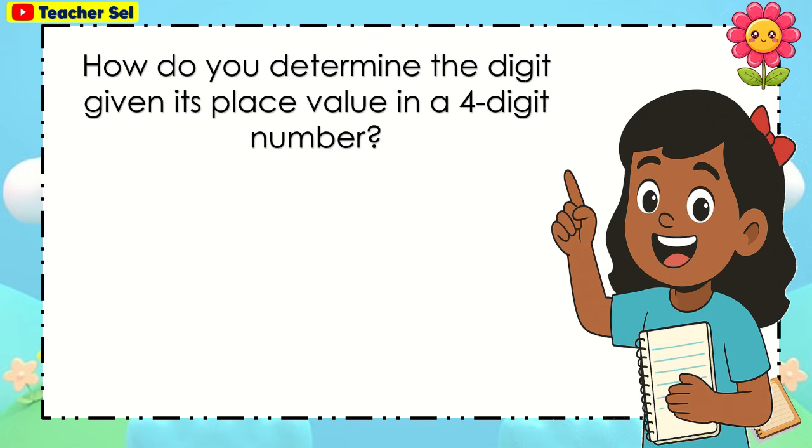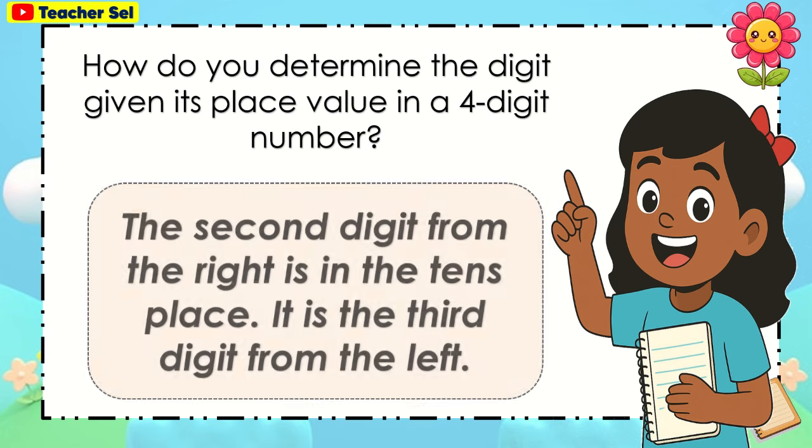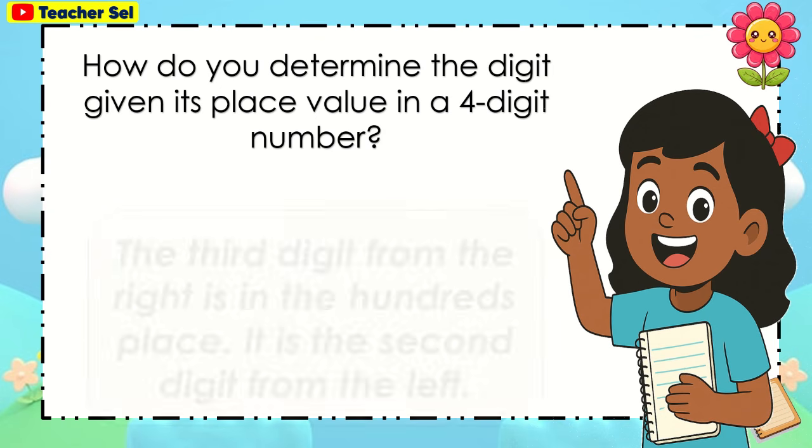How do you determine the digit given its place value in a 4-digit number? The first digit from the right is in the ones place. It is the fourth digit from the left. It is the rightmost digit. The second digit from the right is in the tens place. It is the third digit from the left.